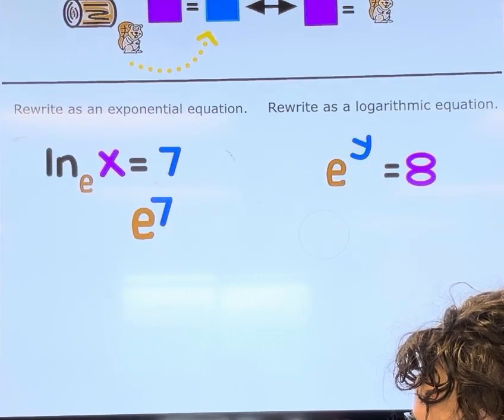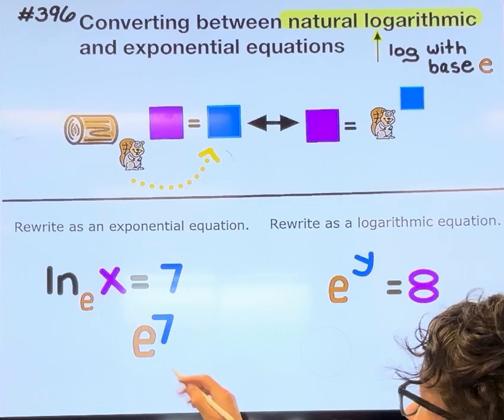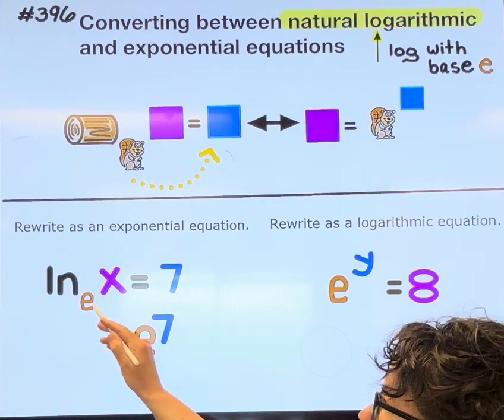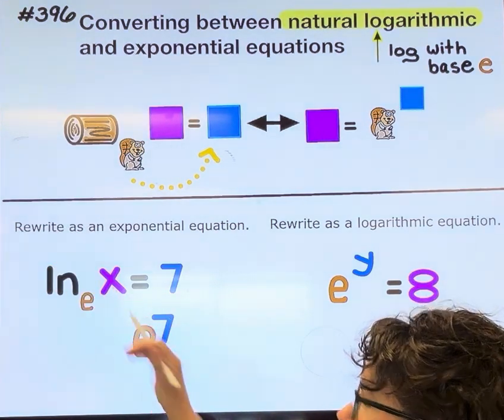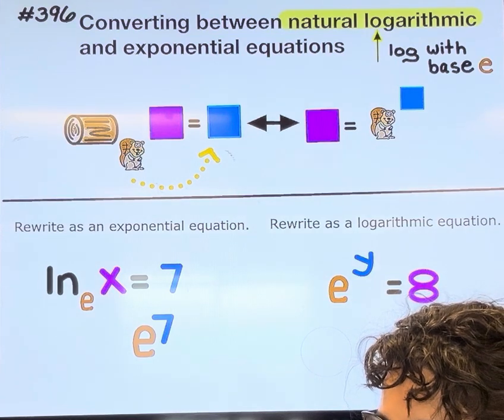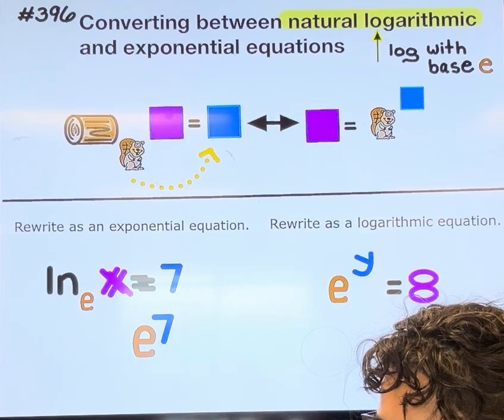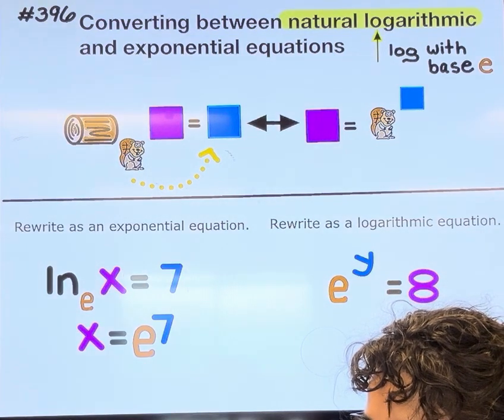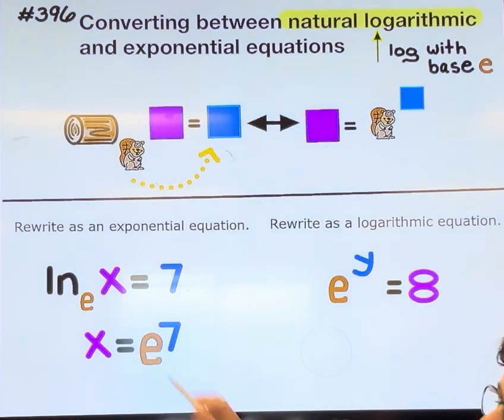Okay, so I have e to the power of 7. And then when that tunnels under, the log falls in, and all I have left is the x equals, and I have changed from log form to exponential form.